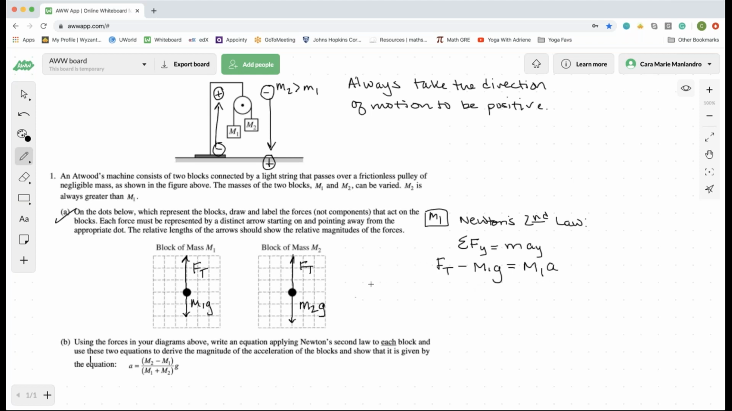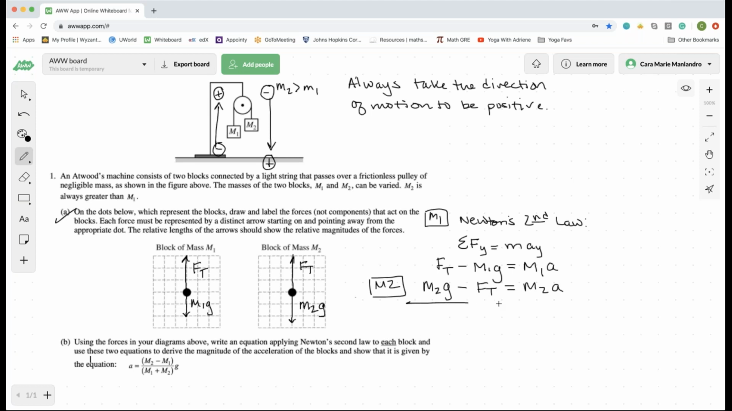Yeah? Fantastic. Now I'm going to do the same thing for mass 2, except that my direction of motion is different now. For mass 2, I'm going to consider positive to be down. So what is the positive vector? M2G. So M2G minus the tension vector is equal to M2A.